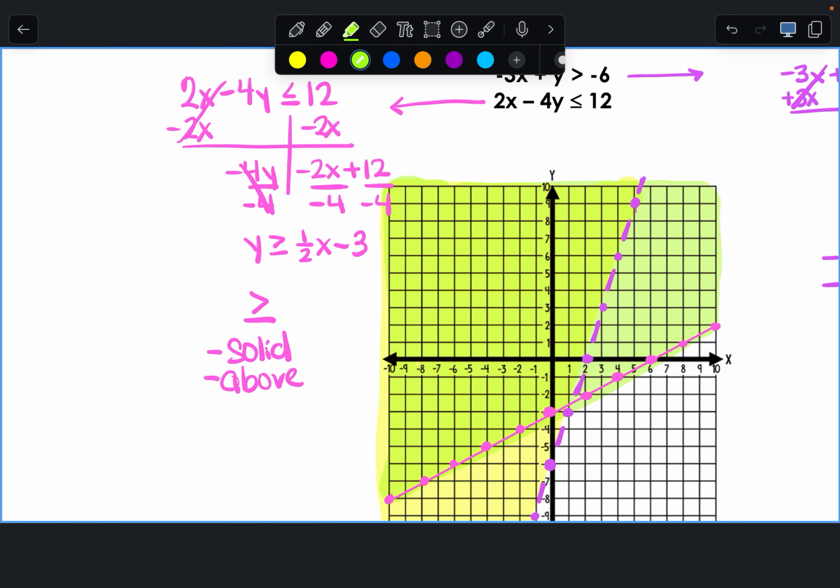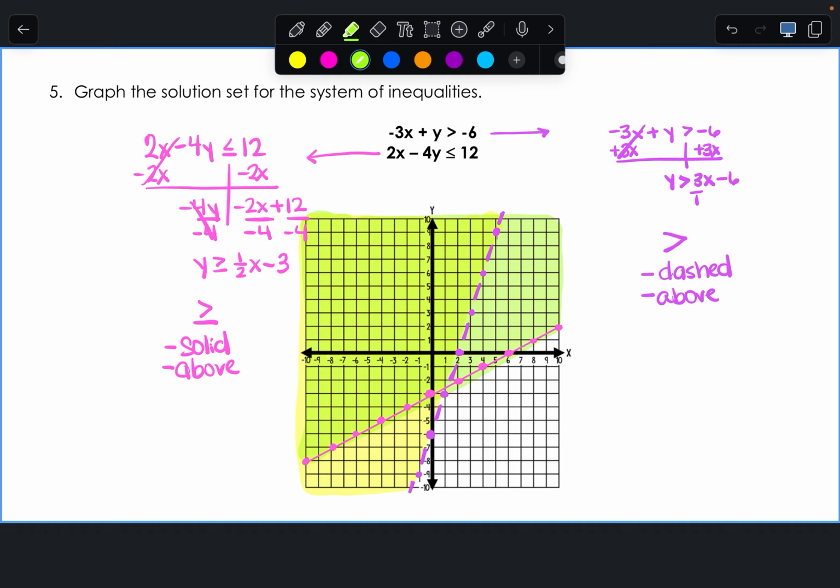You can pause a video, but you can't pause a screen recording. All right, 1 minute. Here we go. The first thing you're going to do is go to y equals and type both of those inequalities in. You're going to type in the solved inequality.